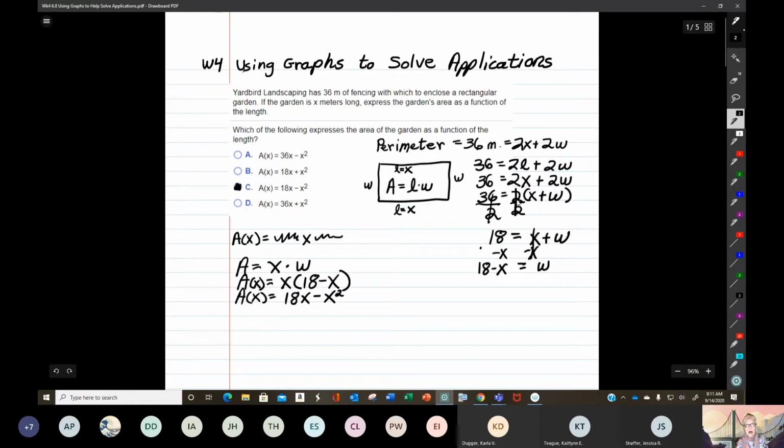Notice that this is just the opposite of distribution. To make this go back to this, I could just multiply 2 into the parentheses, which is distribution, distribute the 2, and I would end up back here.